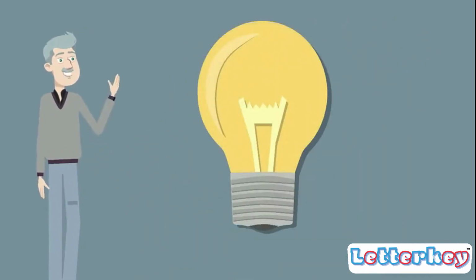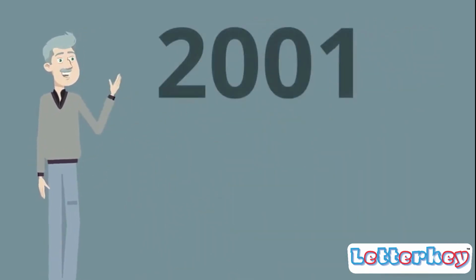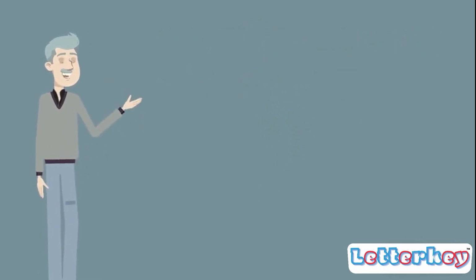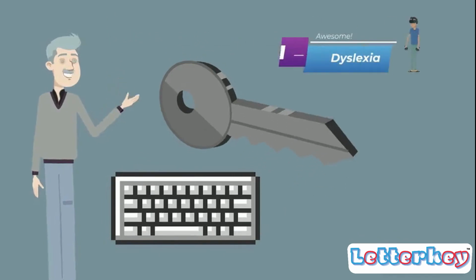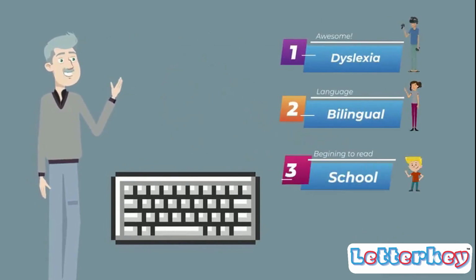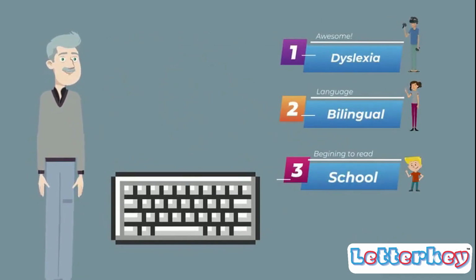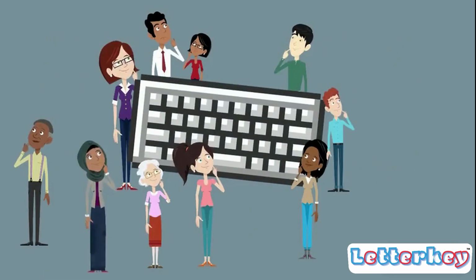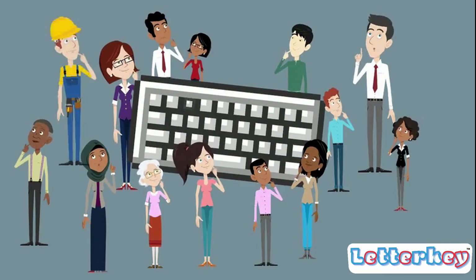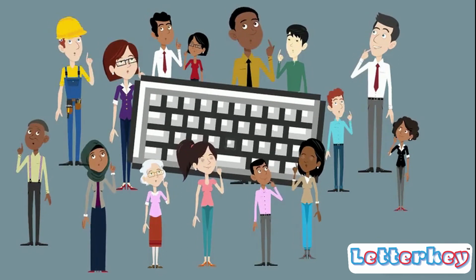John is an inventor from Denmark. Back in 2001, he invented something he came to call the IT key to the written language, to the benefit of people with dyslexia, bilingual people, but most importantly, all children starting in school. Perhaps you haven't heard of the idea before. That is due to the fact that it is such a simple one, that most people will have difficulties in comprehending its effect.